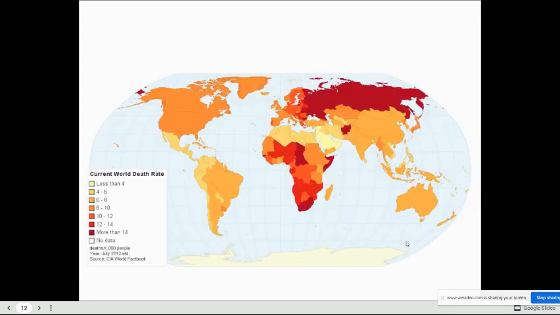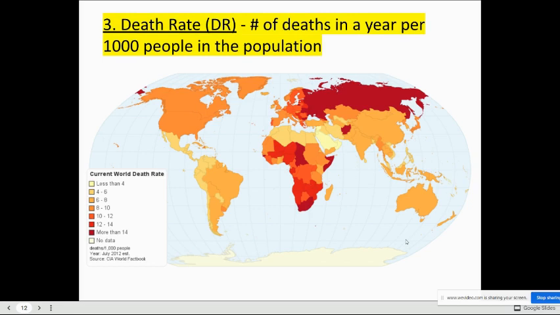But it's not just that babies are born. That's not the only thing influencing population; there's also people dying. The death rate is the same kind of number, but it's the number of deaths in a year per 1,000 people in the population. You can see this map is the map of death rate. Places that have higher death rates are going to have more people die per 1,000 people in the population than places that have low death rates.